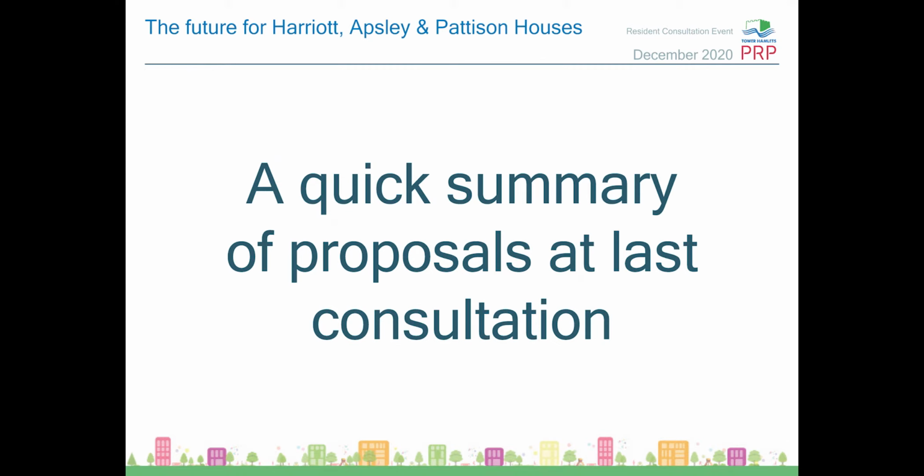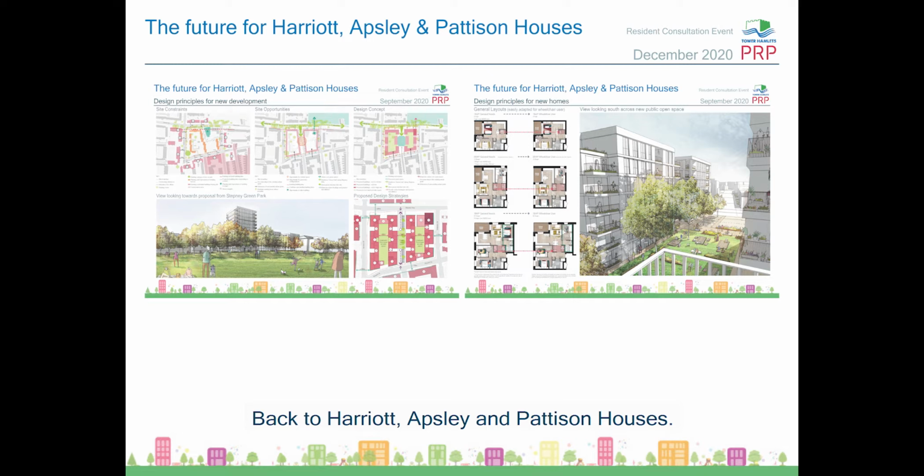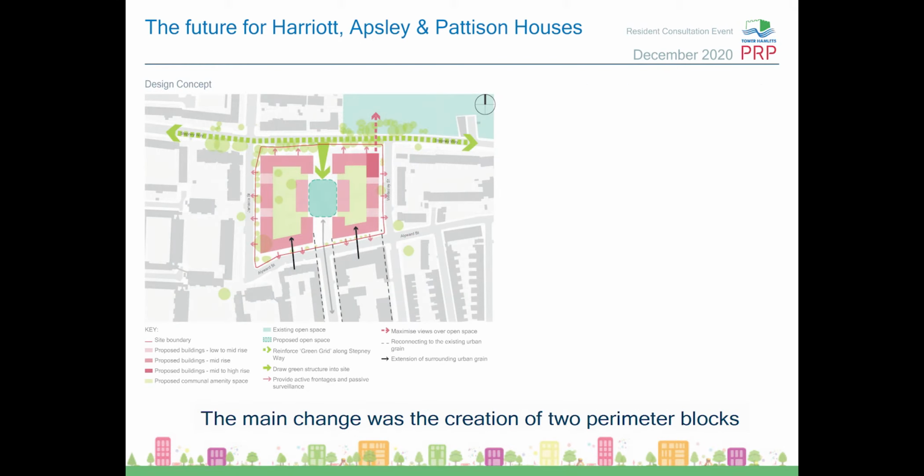A quick summary of proposals at last consultation. Back to Harriott, Apsley and Pattison Houses. You'll remember that in September we presented a design with a new approach, a design that worked for the whole site being regenerated and not just the possibility of the area occupied by the mosque and the adult social care centre being developed. The main change was the creation of 2 perimeter blocks with just one road down the middle, with the intention for it to be a green street rather than 4 blocks. This offered significantly larger courtyards.